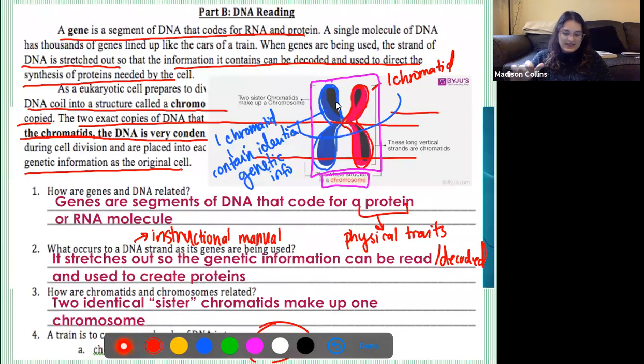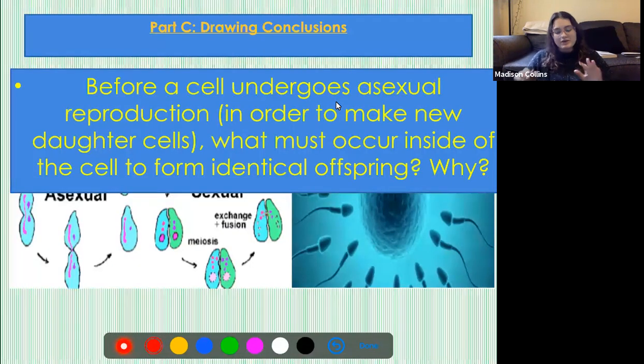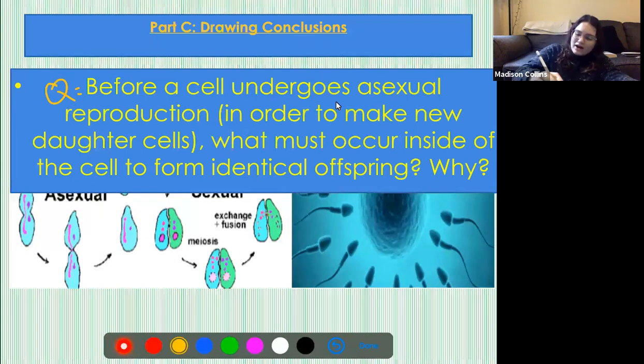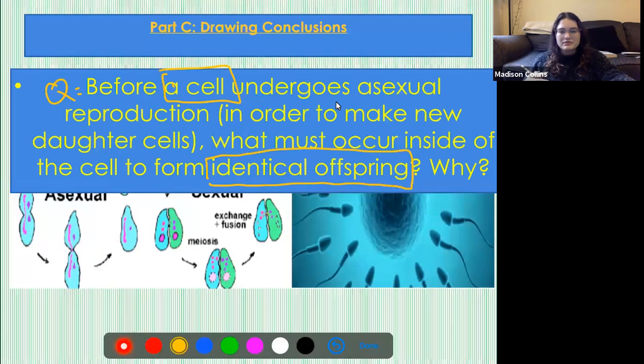All right, and that leads us to part C. So I've got a question for you guys. Before a cell can undergo asexual reproduction in order to make new daughter cells, something has to happen inside of the cell to form identical offspring. What has to happen and why does that have to happen? So how is one cell able to form two identical offspring?